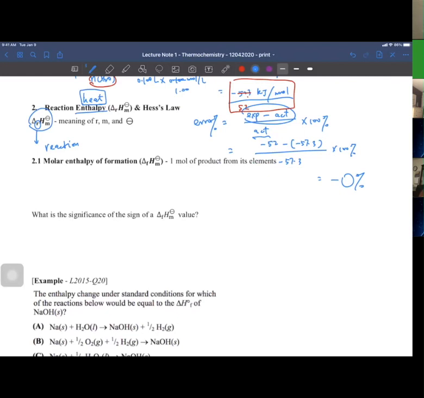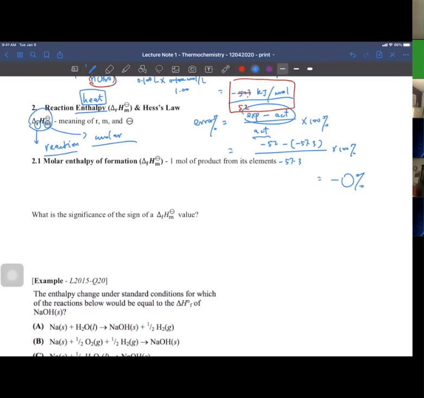much. You don't have to remember F is for formation, C is for combustion, but the question will make it clear. But those are very commonly used abbreviations to show you the type of the reaction. So R is kind of in general for reaction. And the M here is the molar, which means for 1 mole of reaction.